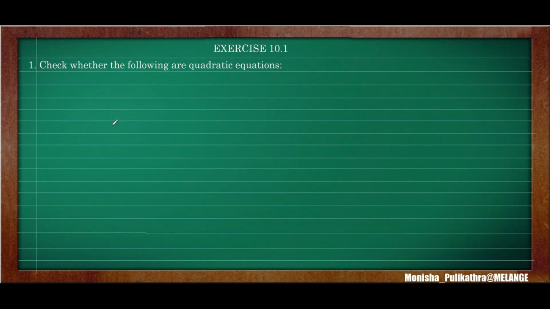Moving on to exercise 10.1 of quadratic equations. In the first main, we need to find out whether the given equation is a quadratic equation or not. Here, the first question is (x plus 1) whole square is equal to 2 into (x minus 3). We need to simplify it and reduce it into an equation to find out whether it is a quadratic equation or not.